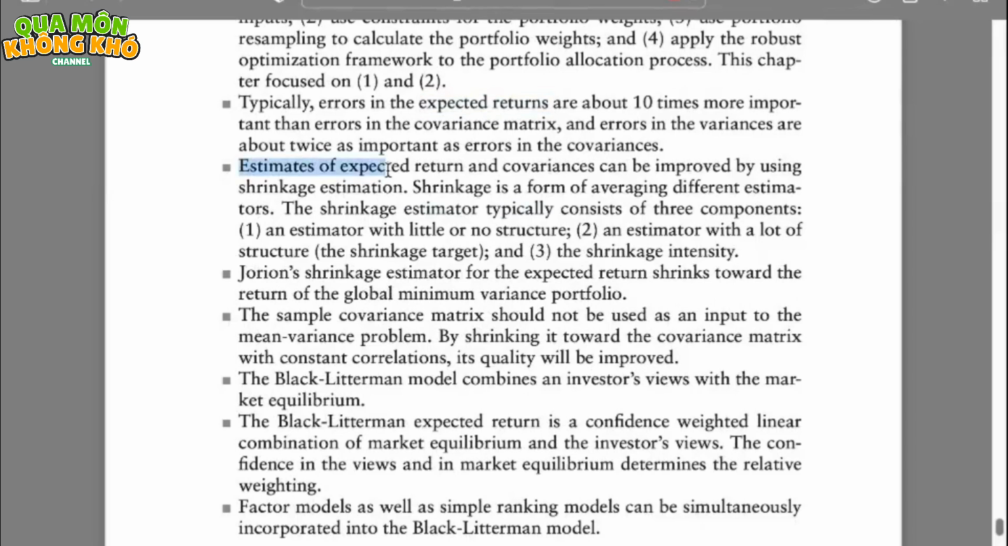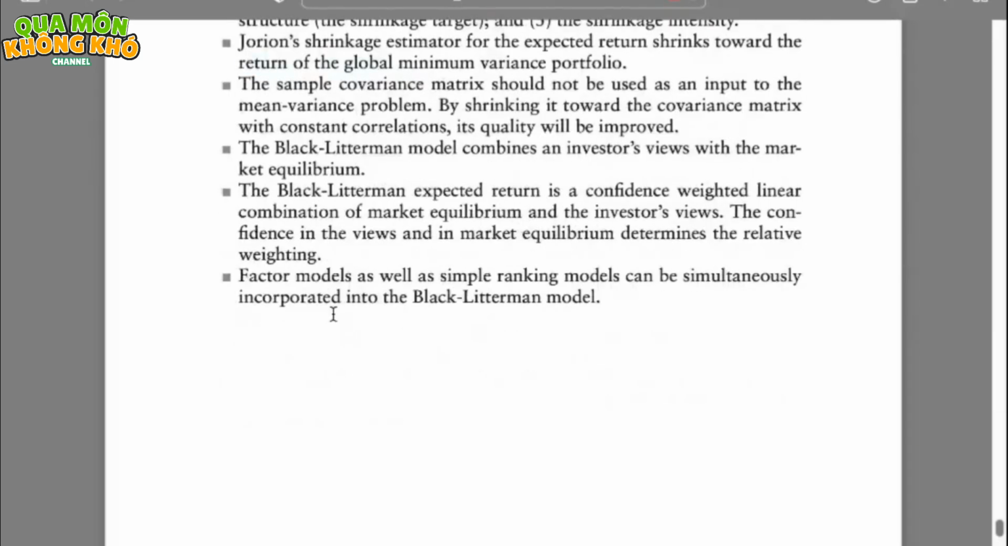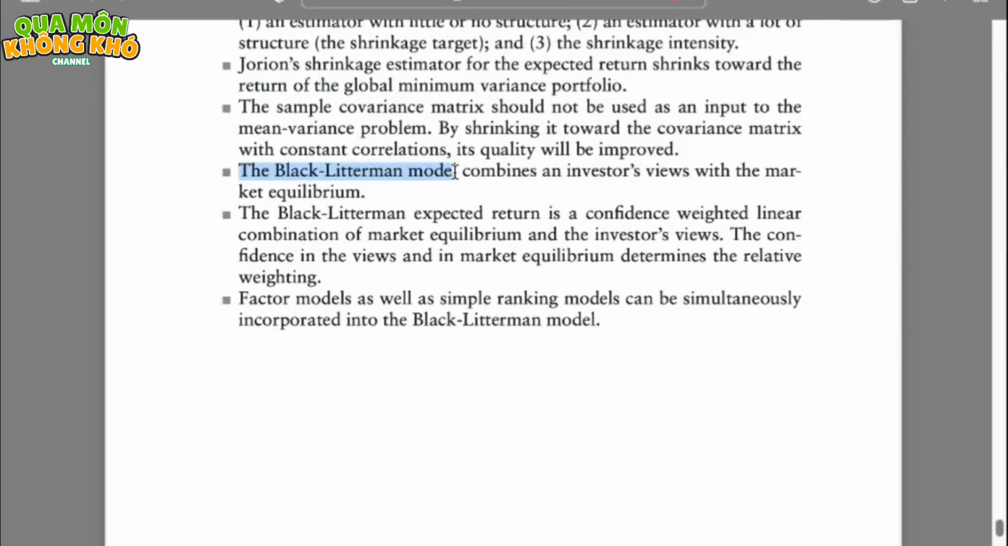As I said, the covariance matrix can be improved by using shrinkage estimation. That's the shrinkage factor that we talked about. About shrinkage, you can read more in the textbook or the Excel to know clearly about this method. And the Black-Litterman model will combine an investor's view with the market equilibrium. So it can include 2 steps.